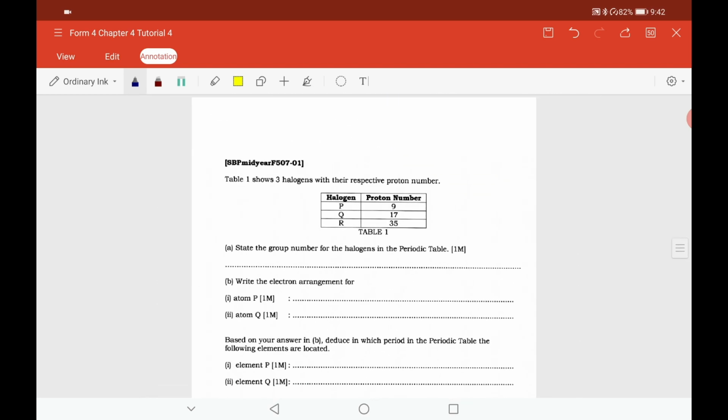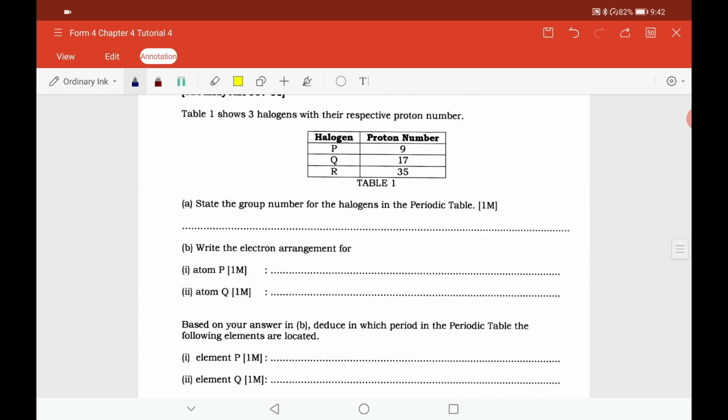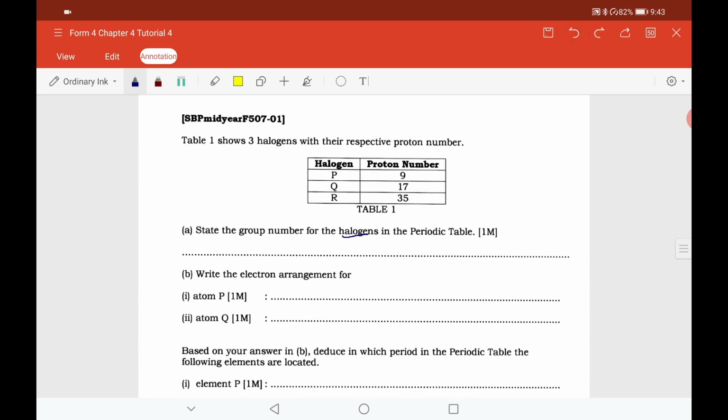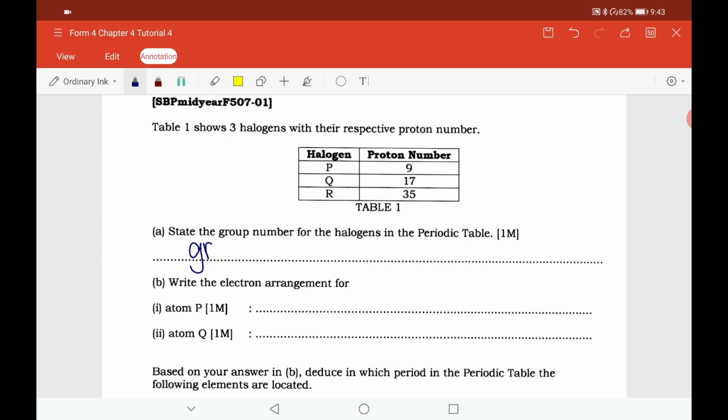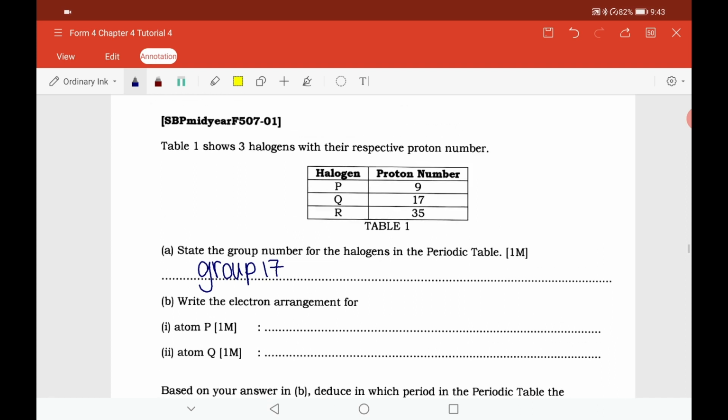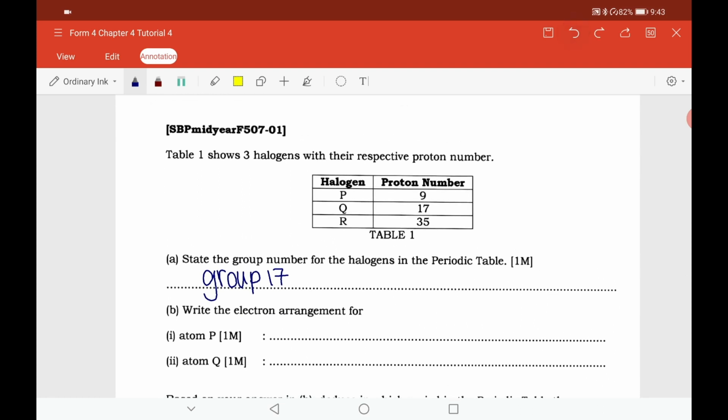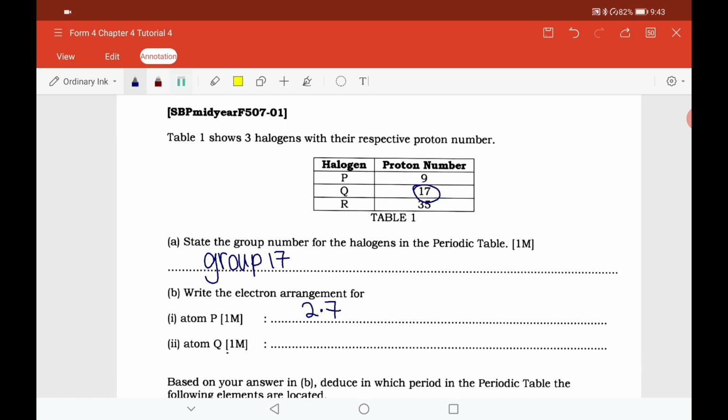Next one, you need to mention the group number for halogen in the periodic table. This is quite simple. Halogen is group 17. Now they ask us to write the electron arrangement for P and Q. Atom P has 9 protons, so the arrangement is 2.7. Atom Q has 17 protons, so the electron arrangement should be 2, 8, and 7. This question is very straightforward as well.